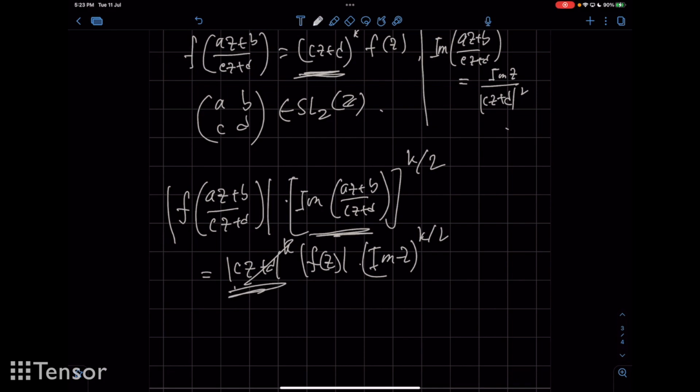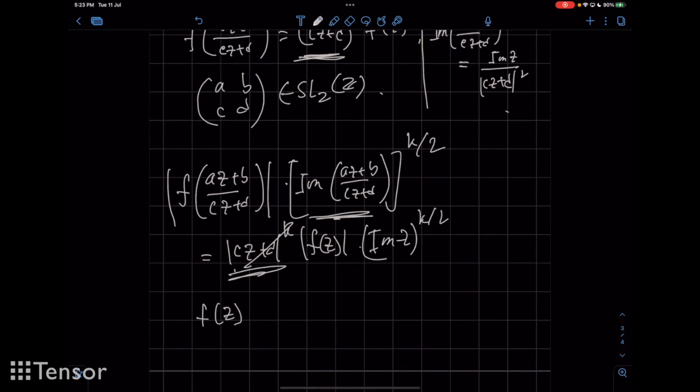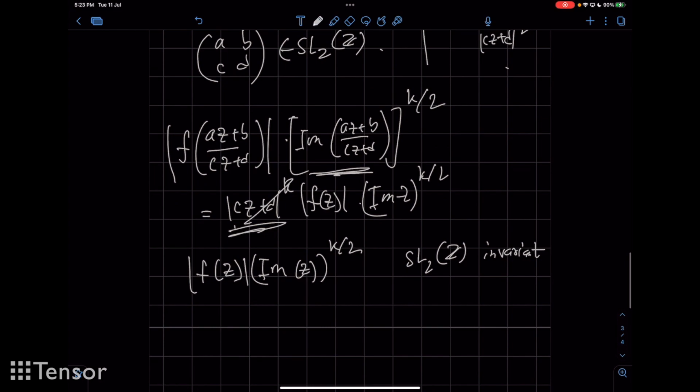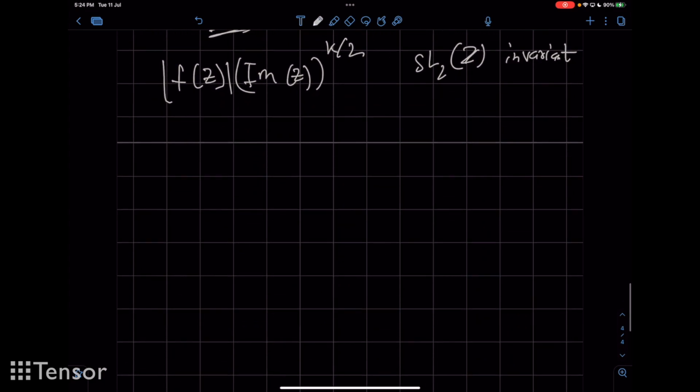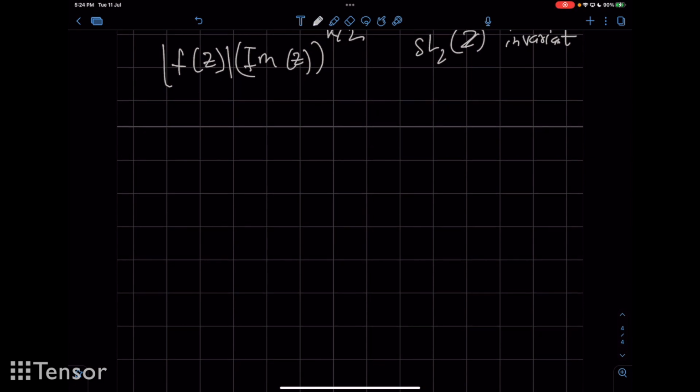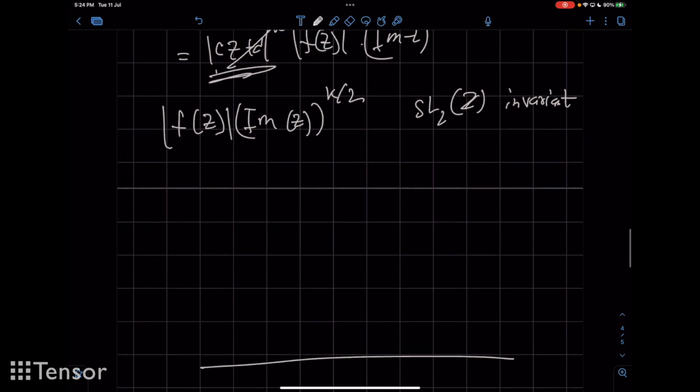Therefore, we get that the function |f of z| times the imaginary part of z to the power k over 2 is an SL2Z invariant function. And we have seen the fundamental domain of the action of SL2Z, right? The domain of this function is H, the upper half plane.